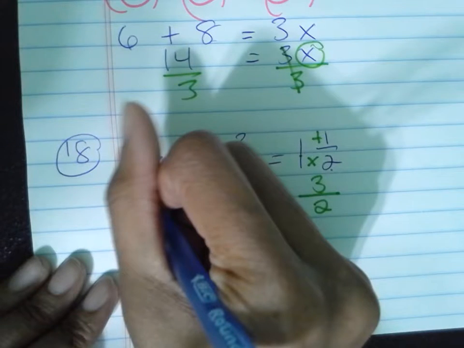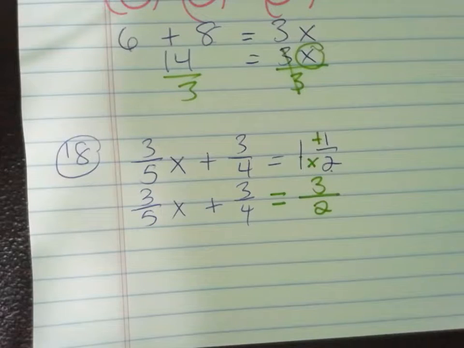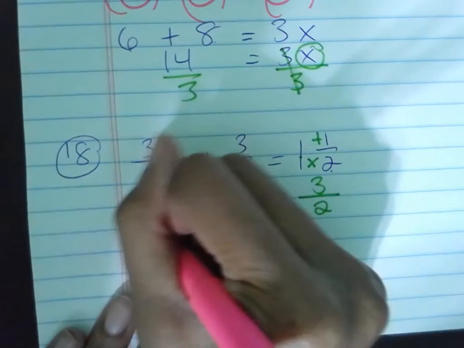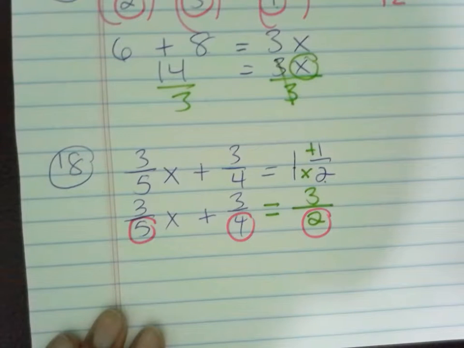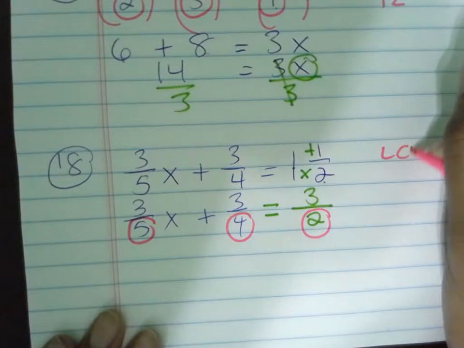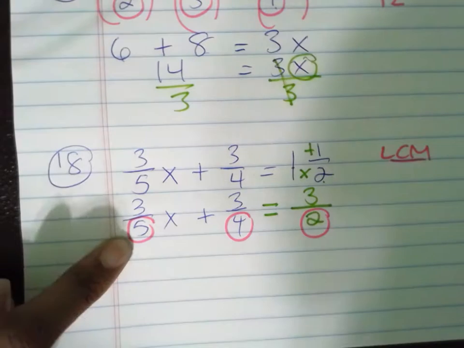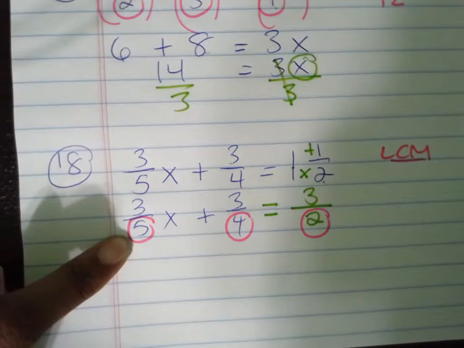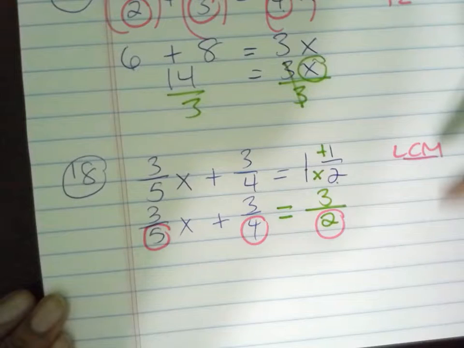All my denominators are different, so I need to figure out the LCM between all the numbers. The LCM between 5, 4, and 2. My biggest number here is 5, so let's go to the multiples of 5. That's nice and easy. 5, 10, 15, 20. 4, 2, and 5 go into 20. Now we're going to multiply all of them by 20.